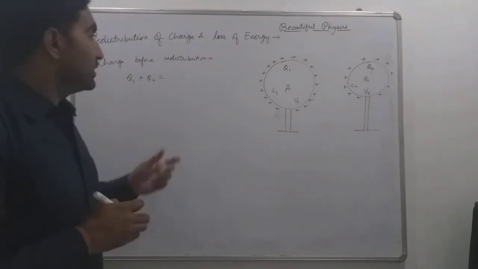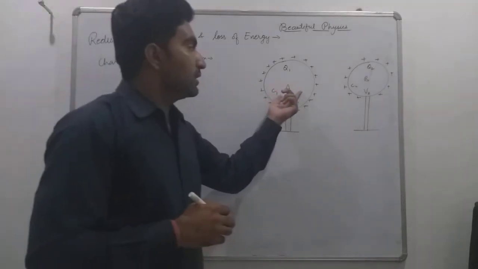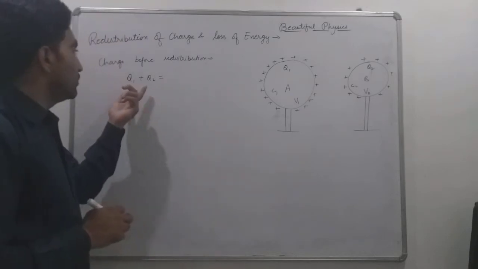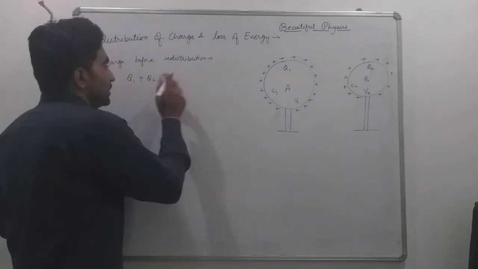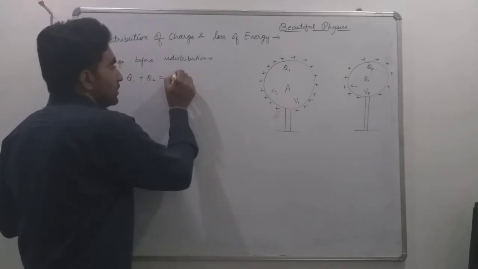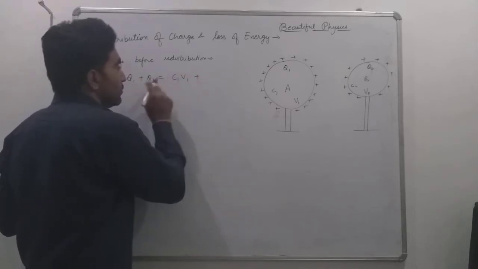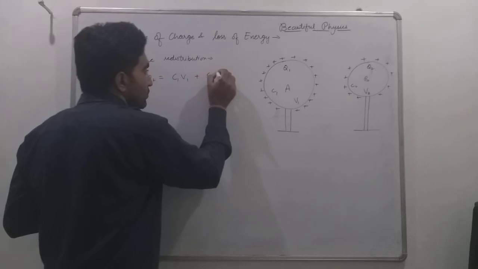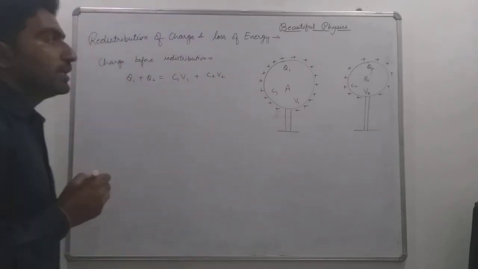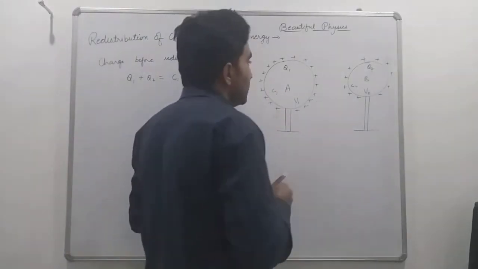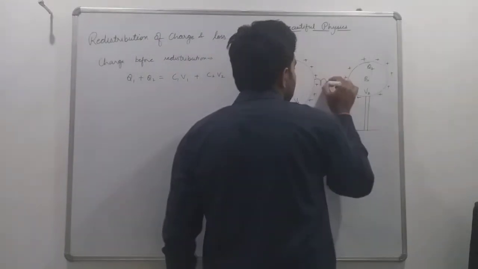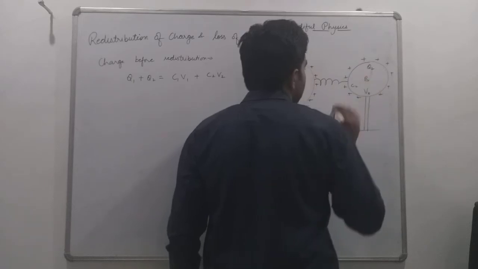Total charge, we are taking the case of total charge from the conductors A and B, and it will be equal to q1 plus q2, and we know that q is equal to cv, so q1 will be equal to c1 v1 and q2 will be equal to c2 v2. Okay, suppose now the conductors were connected by some thin wire.